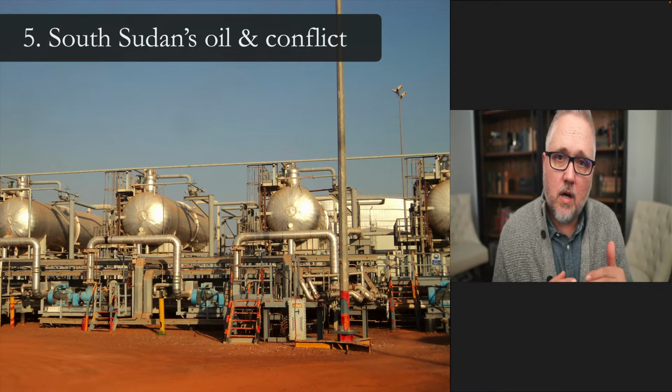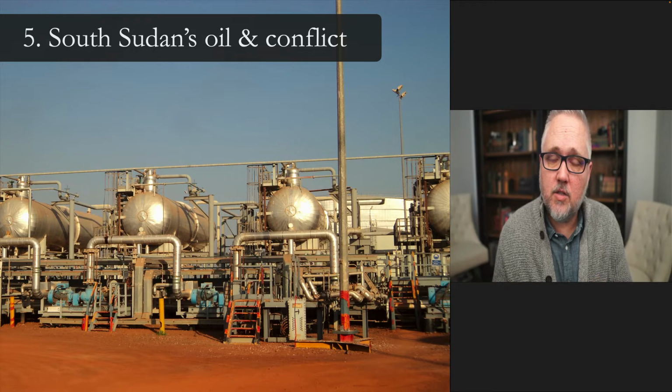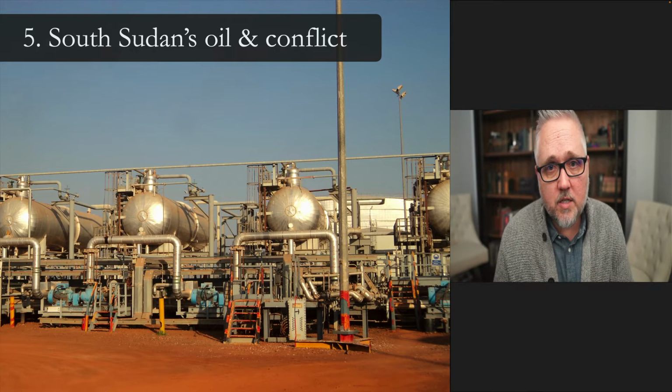The oil agreements that South Sudan struck with Sudan, as part of reaching an independence agreement and holding the referendum, were that South Sudan would pay a certain amount per barrel to Sudan to transport the oil to the coast, because South Sudan is landlocked. The only way to get the oil to export markets was through the pipeline through Sudan.